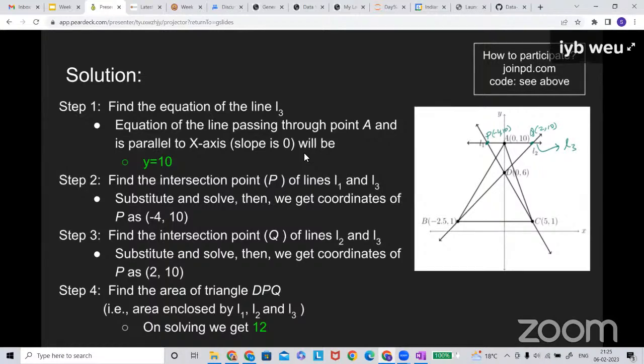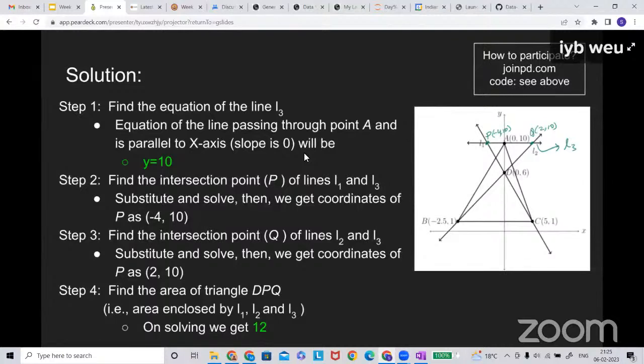Sir, I have a basic doubt. Can you briefly explain: when the line is parallel to the x-axis, the slope will be 0, and when it is parallel to the y-axis, what will be the slope? Slope is not defined in the case of the y-axis, right?